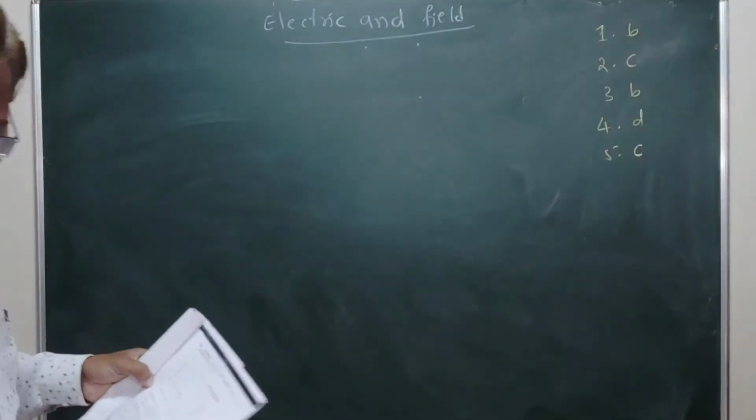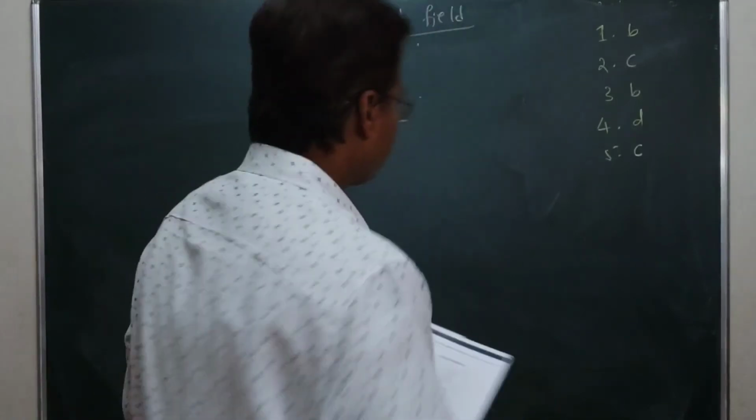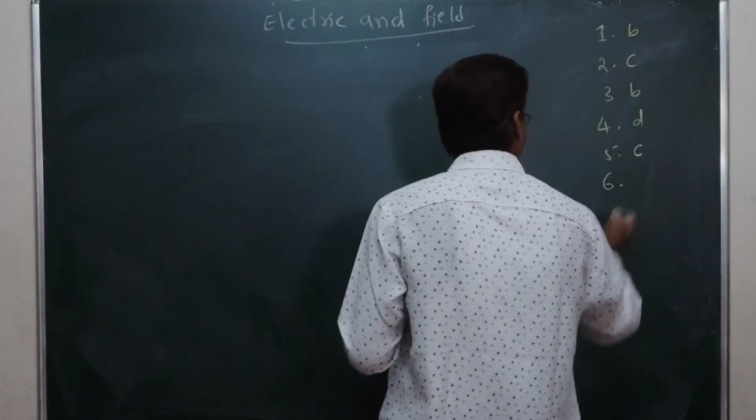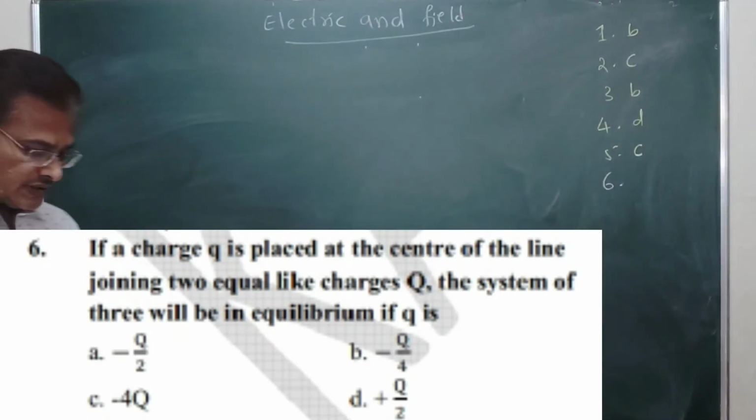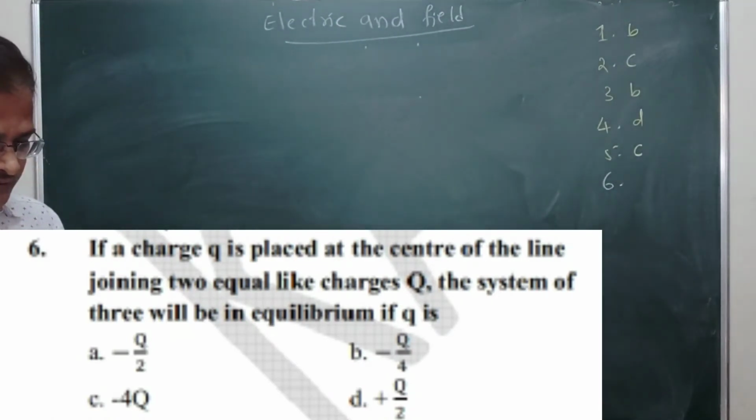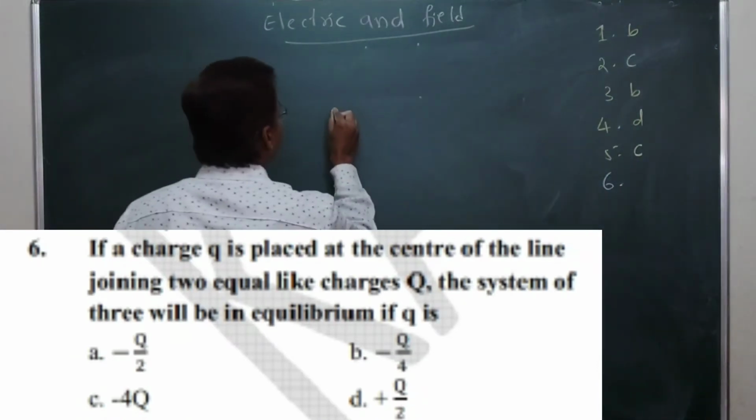Now, the sixth problem we are solving. Okay, sixth problem. According to this, if a charge q is placed at the center of the line joining two equal charges like Q, the system of three will be in equilibrium. So now look into this one.